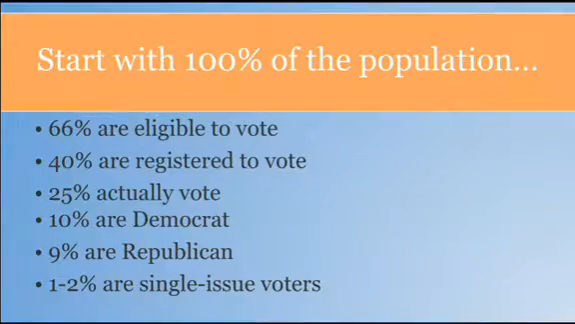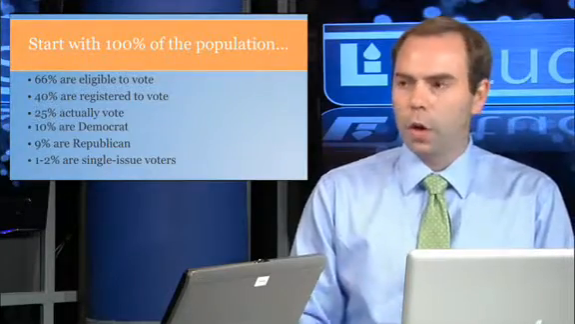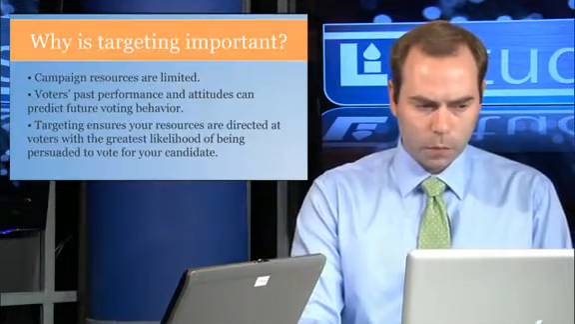So we're getting started here. Let's look at who actually votes. If we start with 100% of the population, generally speaking, 66% of the people in a district or community are eligible to vote. Of that, 40% are registered to vote, 25% actually vote in elections, 10% might be Democrat, 9% Republican, and then we get down to the last 1 or 2%, which are actually the single issue voters that we're looking to target.